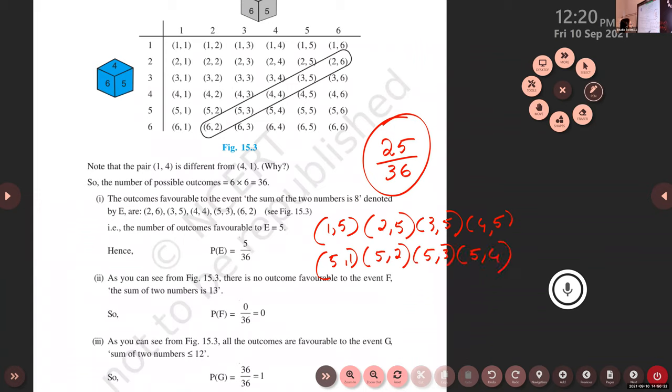53, 54, and 55 also you have to count. At least one means one or more. Then 65. So how many are there? 1, 2, 3, 4, 5, 6, 7, 8, 9, 10. I wrote all. 6, 5, 1, 6. 5, 6 also there. 5, 6, I didn't write. So there are 11 outcomes with at least one 5.